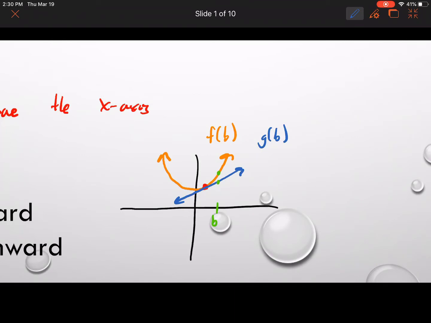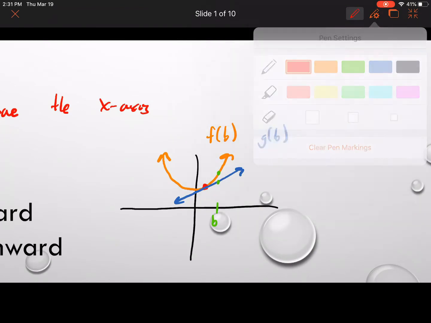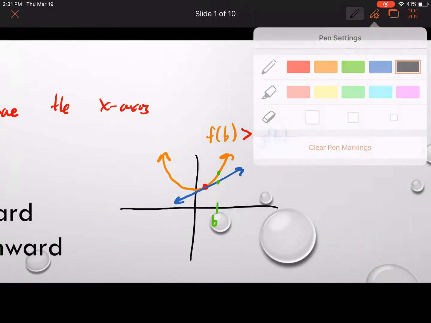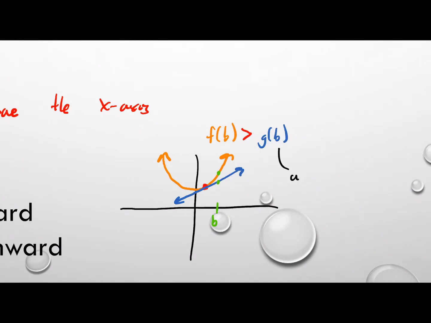Now, I hope you would agree that by looking at this graph, you would see that f of b is going to be greater than g of b, right? So f of b is going to be greater than g of b because the y value is higher, right? The y value is higher than where the green point is on the blue line. So what does that mean? Well, it means that the tangent line is always going to give us an underestimate.